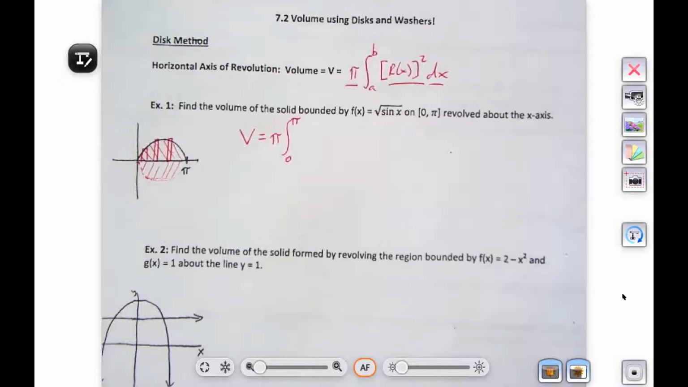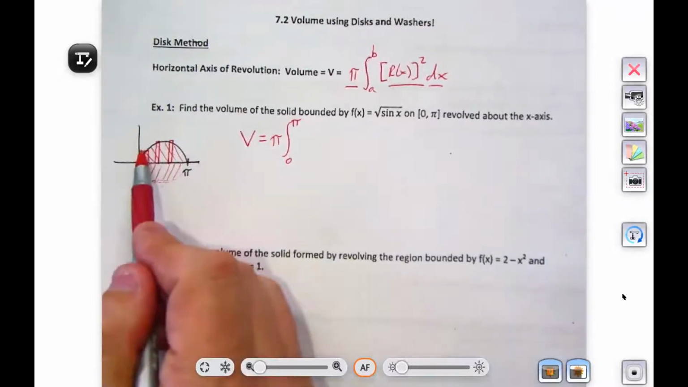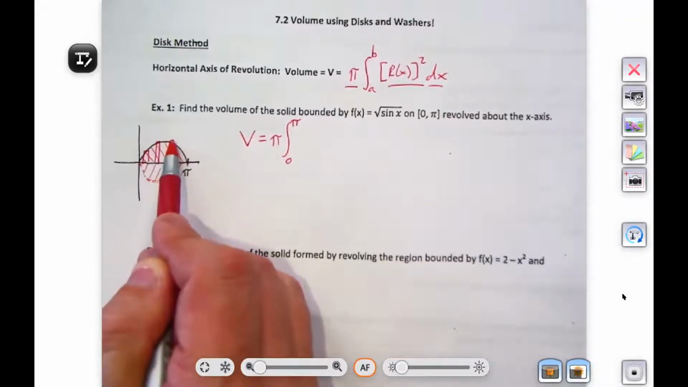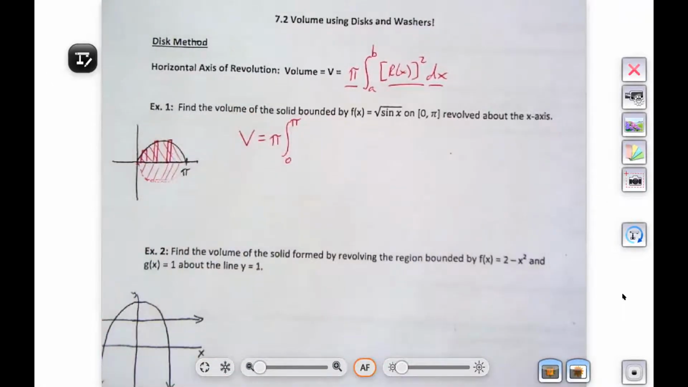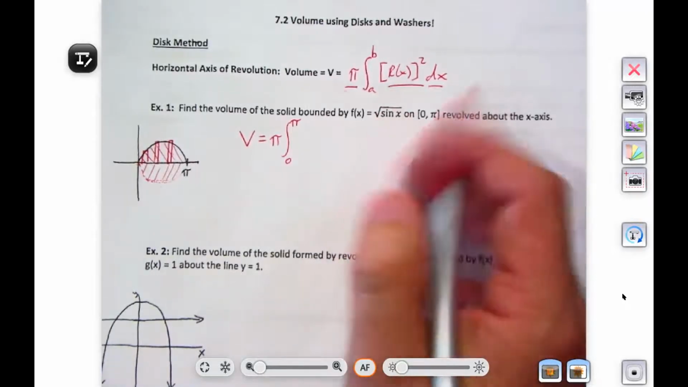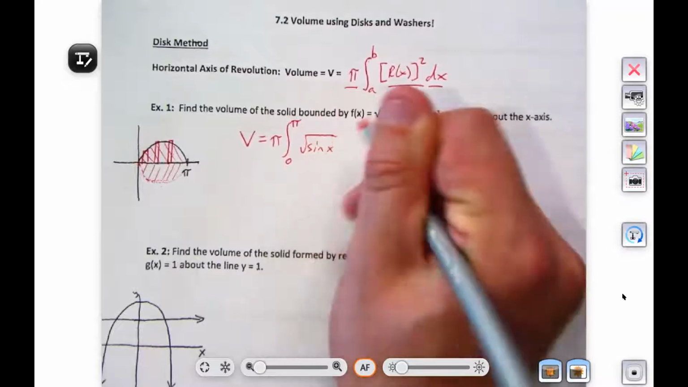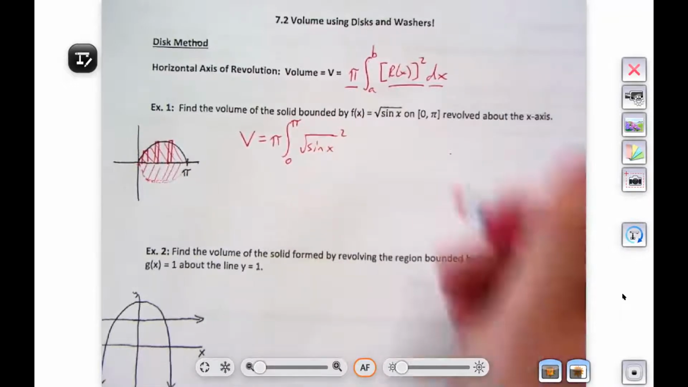The function value. Right here, whatever the function value is at this x, that's the height. Here, whatever the function value is, that's the height. So our radius is however tall that rectangle is, and that rectangle is just whatever the function is. The function is the square root of sine of x. So it's going to be the square root of sine of x, squared, and then dx.